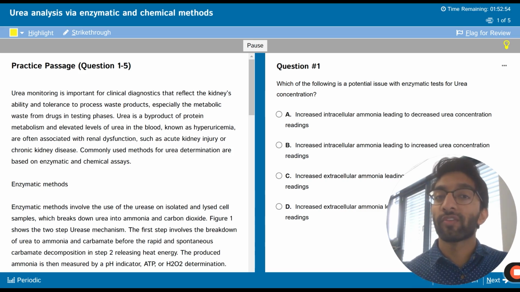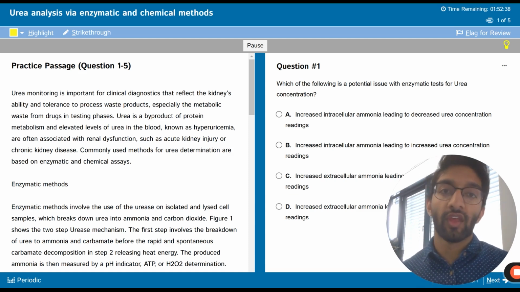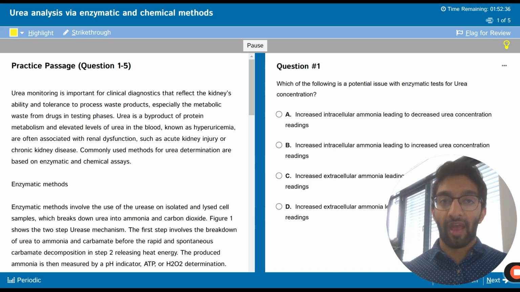Okay, so why don't we look over this first paragraph together? So, seems to be something about urea monitoring. Okay, so we know that urea monitoring is important for clinical diagnostics, blah, blah, blah, something about the kidney. This is a great way to test drugs. So once again, a typical introduction sentence, just getting us into the frame of the passage and understanding that, okay, we're going to be talking about probably how to analyze urea in this passage.